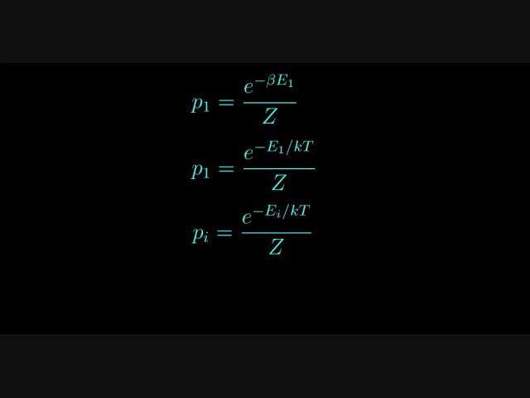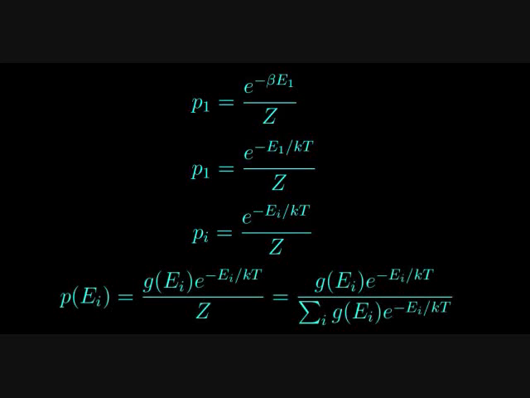If there are g of E sub i states with energy E sub i, then the probability of finding the system in any of the g of E sub i states with energy E sub i is simply g of E sub i times the probability of finding it in a particular state with energy E sub i. We can rewrite the partition function as a sum over energy levels instead of a sum over states.